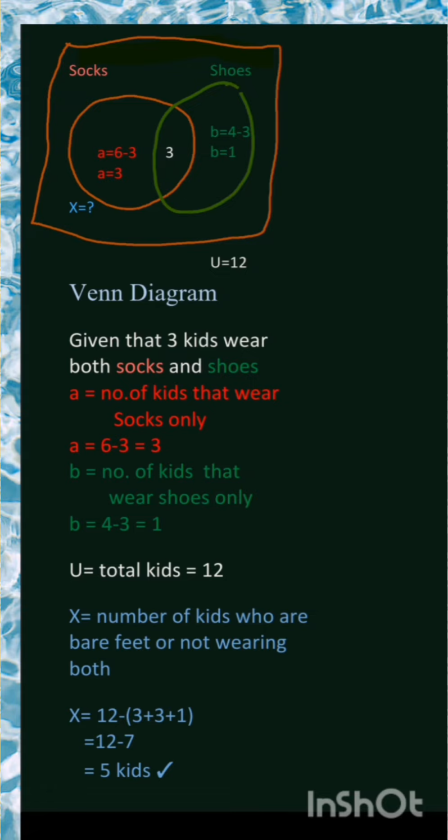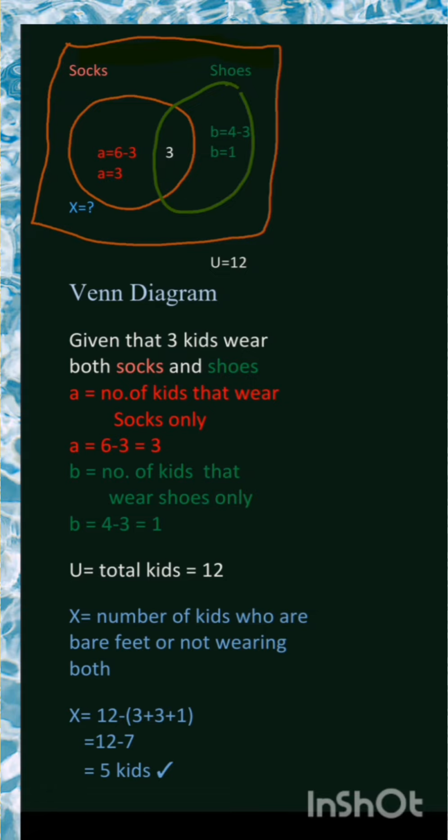Now, the 3 inside the intersection are the kids who use both the socks and the shoes. Therefore, in the socks, let us denote A as the number of kids using socks only, which is equal to 6 minus 3, which is equal to 3. On the other hand, let us denote B as the number of kids that use shoes only, so B is equal to 4 minus 3, which is equal to 1.